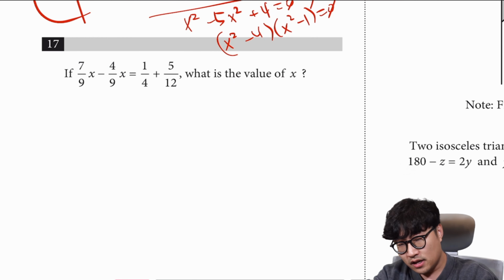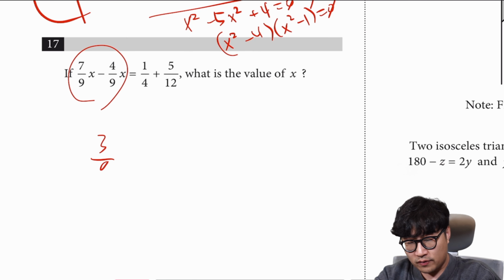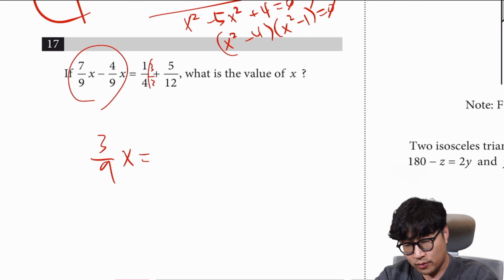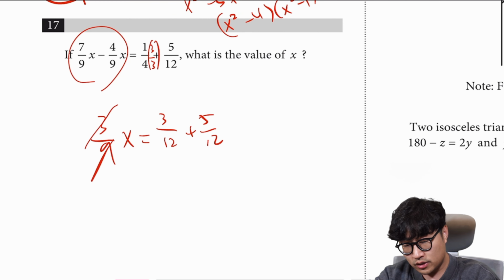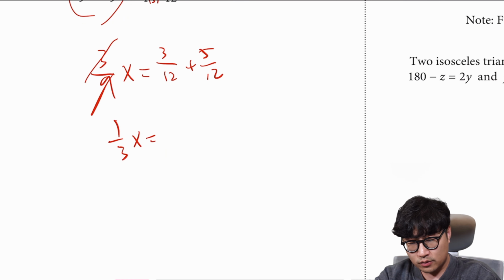Number 17. Subtract those two. That'll be 3 over 9x, and that's equal to, I need to add this. I need a common denominator, multiply by 3 over 3. So you get 3 over 12 plus 5 over 12. You can reduce that. So that'll be 1/3 x is equal to 8 over 12.